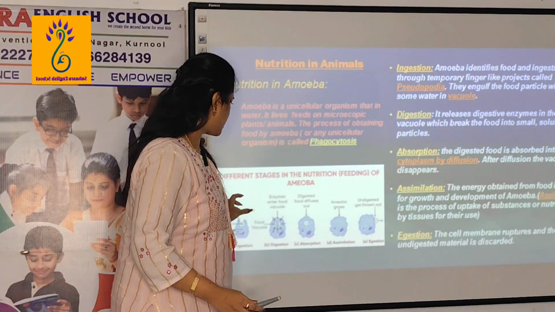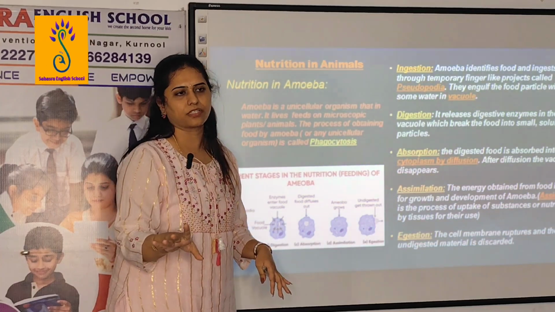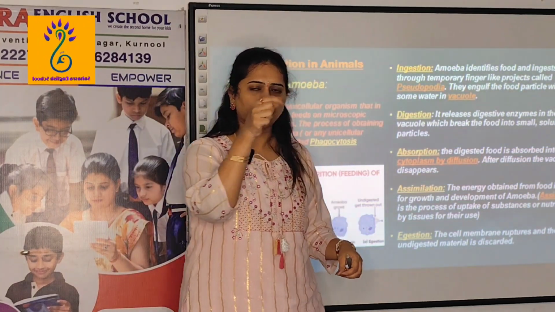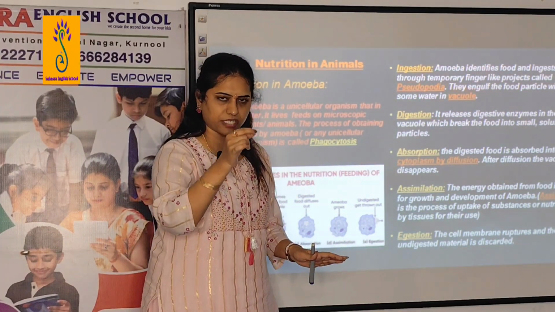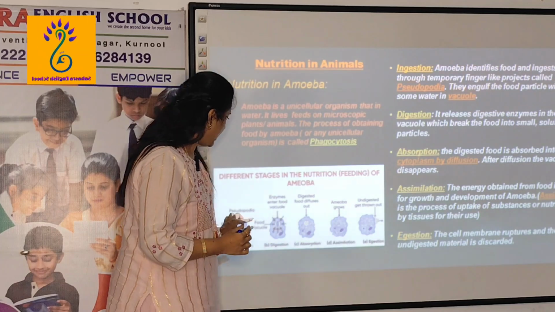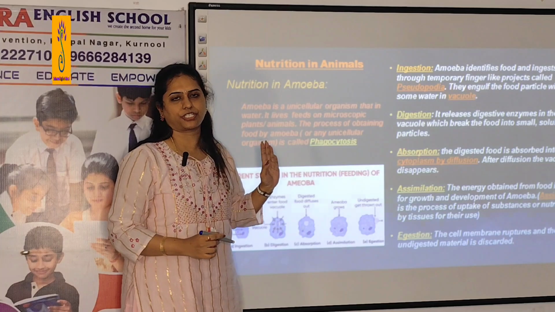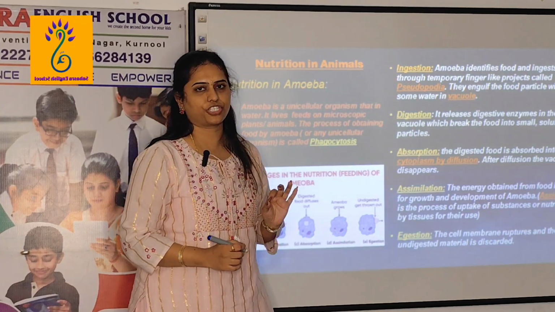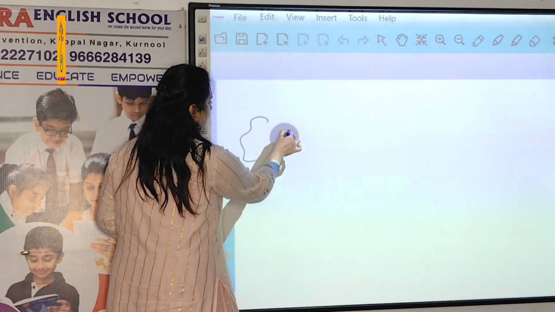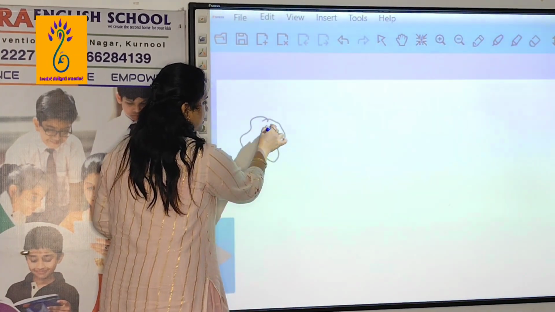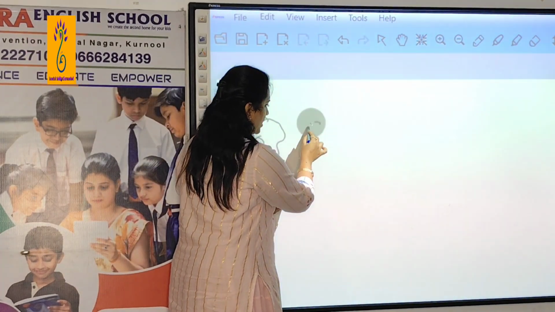First figure ela istaru, amoeba irregular shape. You can draw it any way, since it is an irregular shape. After drawing the amoeba shape, the first process is ingestion. First, what does the amoeba do? It should identify the food. First it will identify the food. After that it will produce finger-like projections. Those are called pseudopodia. Amoeba figure elagaina veyandi. Idi nucleus, idi cytoplasm. This is amoeba.